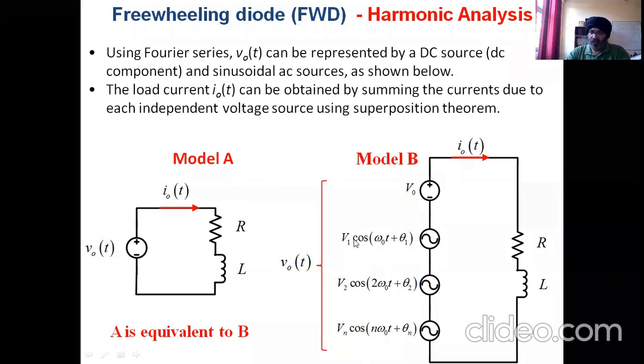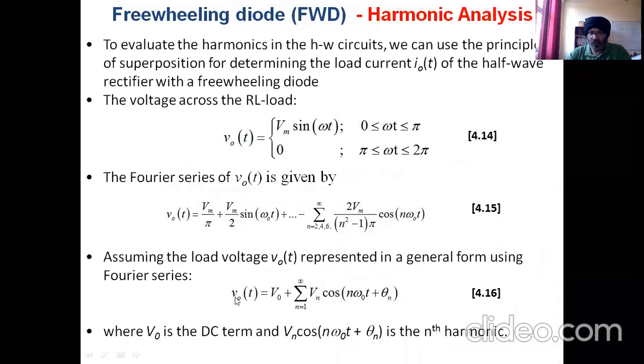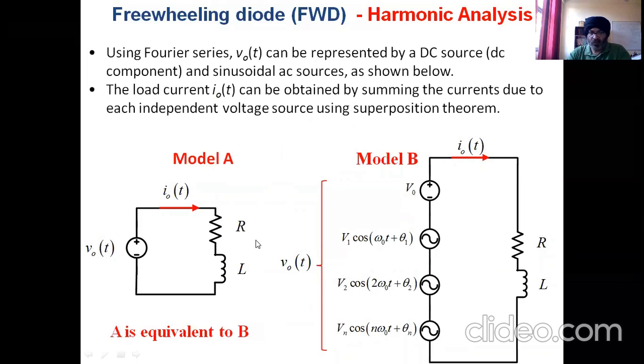So before getting rid of these high magnitudes of harmonic components, we need to analyze first. We need to calculate the values first, so that we know how to get rid of them. So this model can be redrawn as model B, which is exactly the same, because in the previous one we saw v0(t) is equal to the summation of all these. So equation 4.16 can be represented like this. Model A is equal to model B.